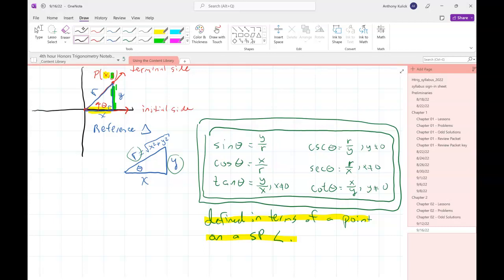And why is this a big deal? What kind of angles can we draw as a standard position angle? Any size angle we want. What we have now unlocked is a way to find sine, cosine, tangent, cosecant, secant, cotangent, on an angle of any size. Positive infinity or negative infinity. We can go all the way in between. We now have a way to do all of them.